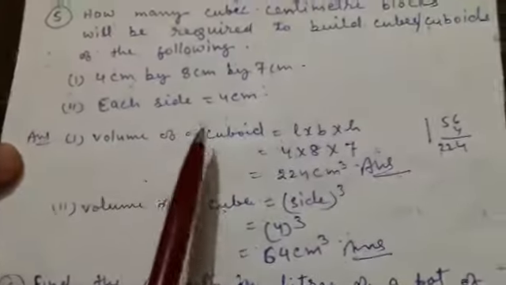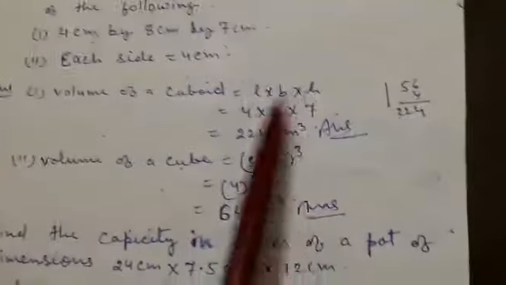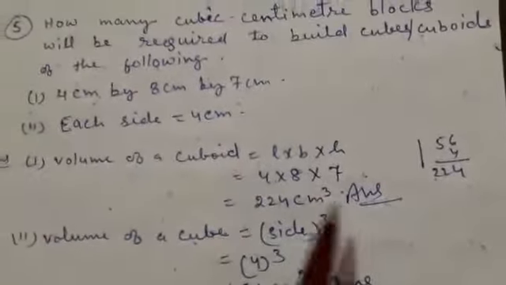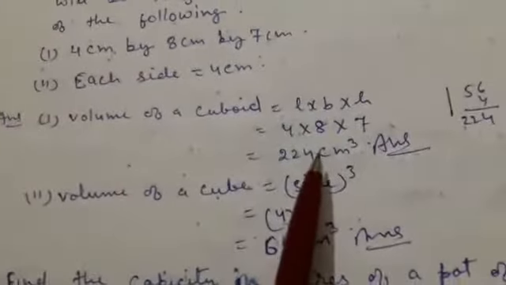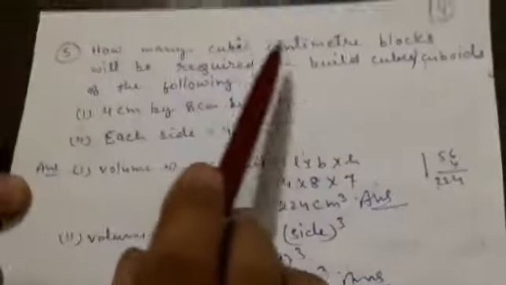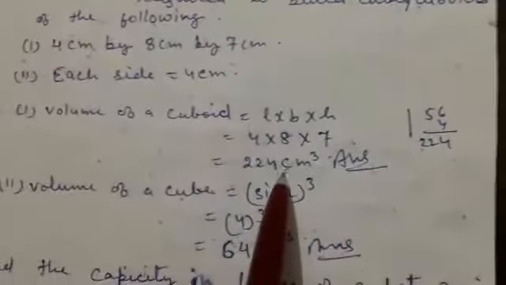As we know, volume of cuboid is equal to length into breadth into height. So 4 into 8 into 7, that is equal to 224 centimeter cube. This will be our answer. This much centimeter cube will be required. In the question it is given how many cubic centimeter blocks will be required. So this much cubic centimeter block will be required.